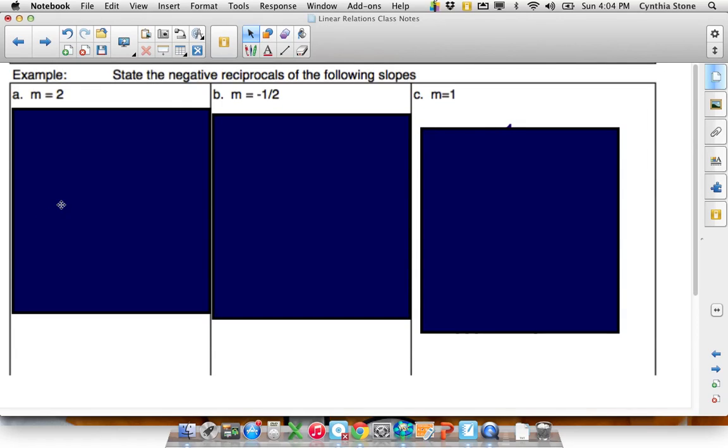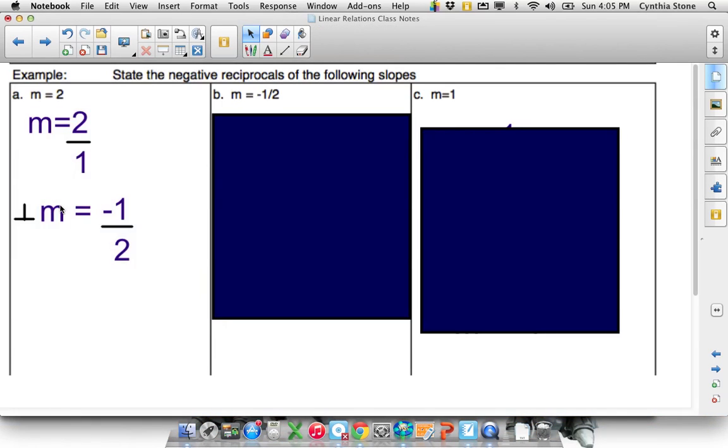So if I want to state negative reciprocals of these slopes, for part A here, I've got a slope of 2. I'm going to write that as 2 over 1. Okay, because remember 2 is the same as 2 over 1. Then if I wanted a perpendicular slope, which is the negative reciprocal, you flip it and you change the sign. So it becomes 1 over 2 and it becomes negative. Okay, so that's how you find the slope of a line that's perpendicular. You take the original slope, make it a fraction, flip it, and change the sign.